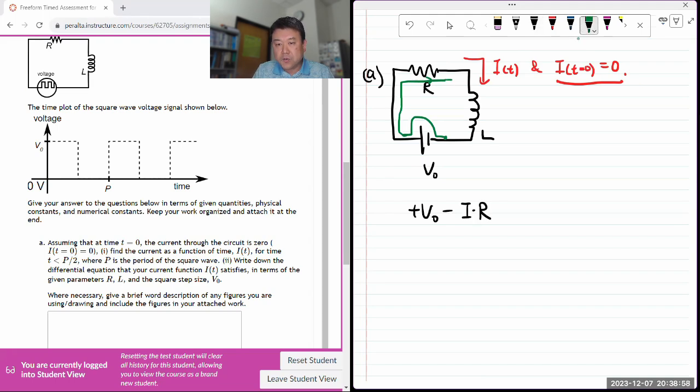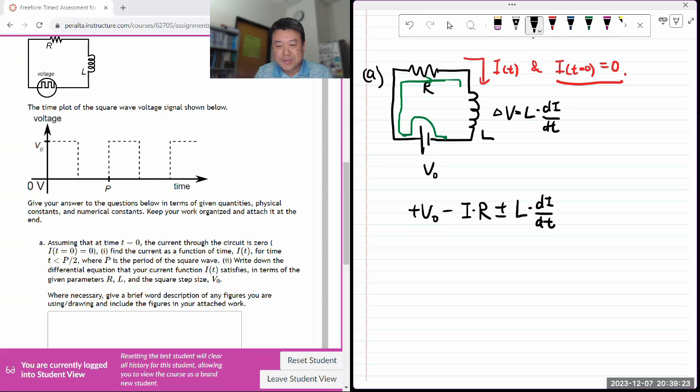And as I go across the inductor, this is where I have to think through what it's gonna do. Starting from here, I can only imagine current increasing. So with the inductor, delta V is equal to L times di dt. So it'll either be plus or minus L times di dt.